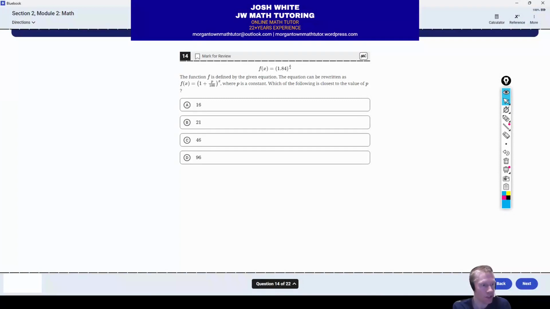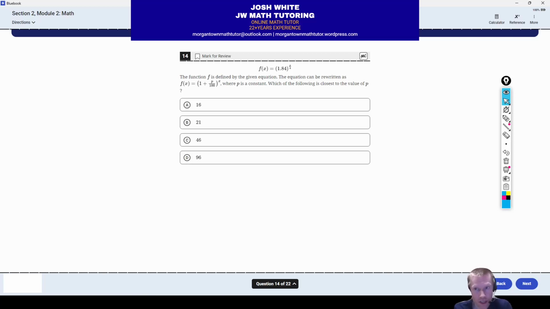All right, next up, question number 14. So here we have a question that deals with an exponential function. There are 2 ways to solve this. One way is just straight back solving using Desmos, and I will probably do that way first. And then after that, I'll show you how you could technically also use picking numbers.